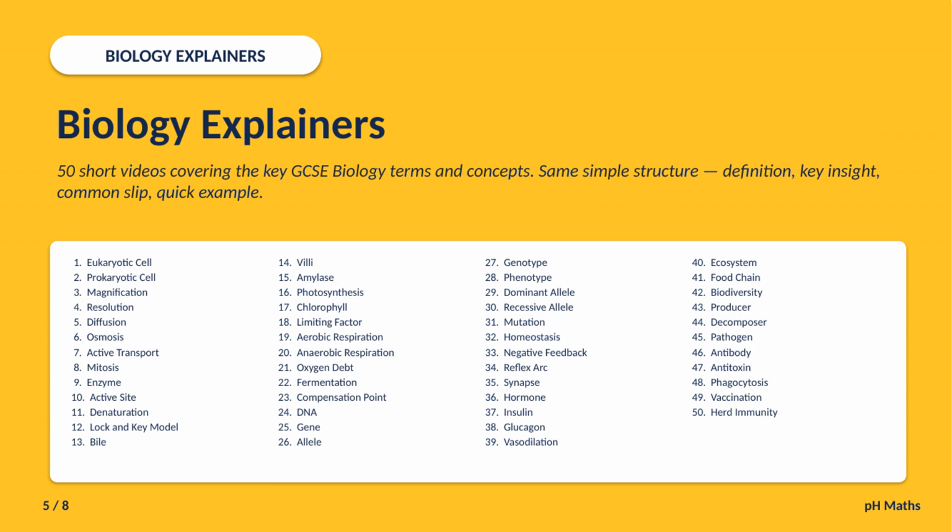50 biology explainers following the exact same structure: definition, key insight, common slip, quick example, covering cells, enzymes, respiration, genetics, homeostasis, ecology, the full GCSE biology map.